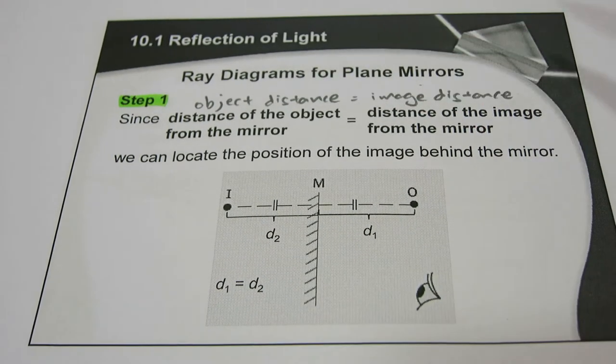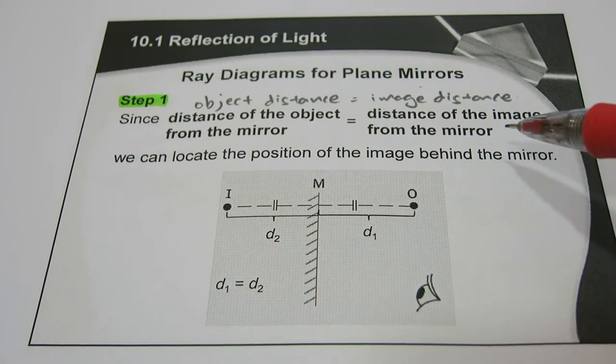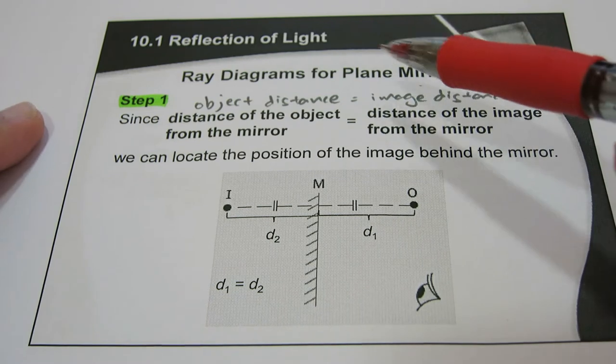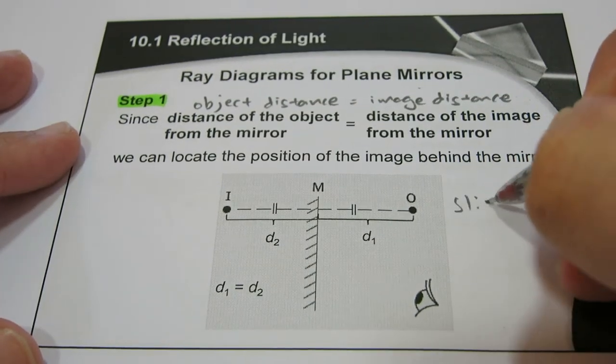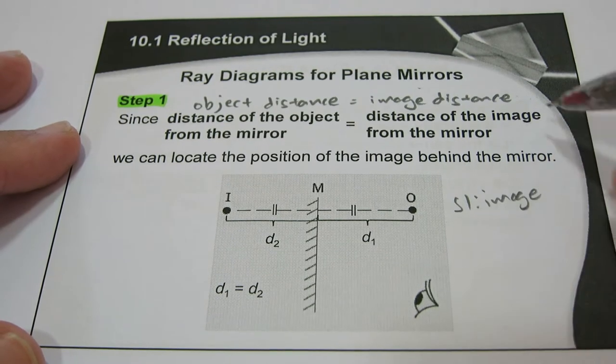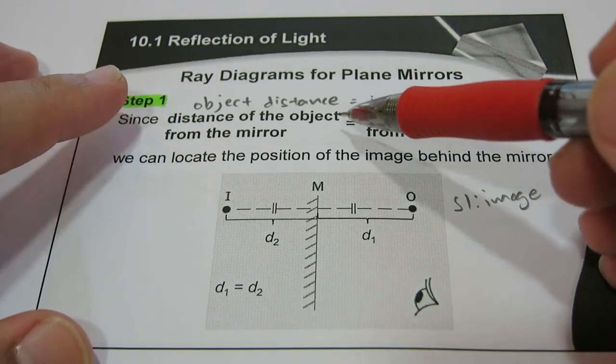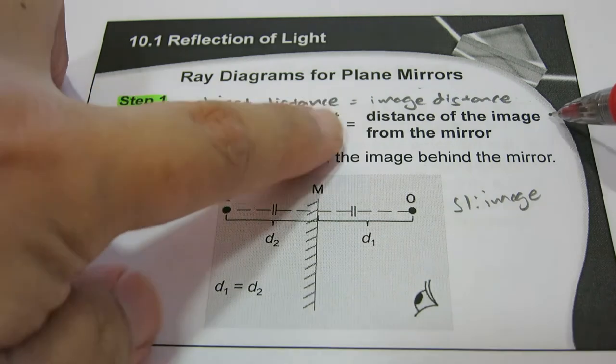Now, there are a few steps that you need to deal with when you are drawing images or drawing ray diagrams for plane mirrors. Basically, we summarize them to three steps. The first step is locate the image first. So, step one is locate image. And you locate the image by using one of the properties that is object distance is equal to image distance.